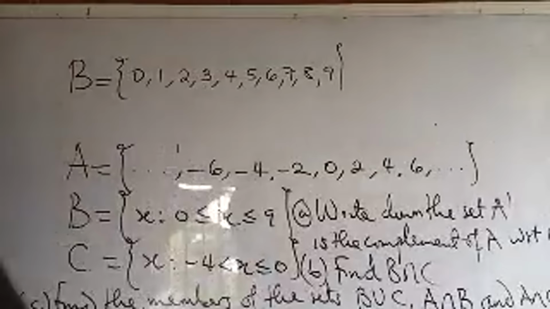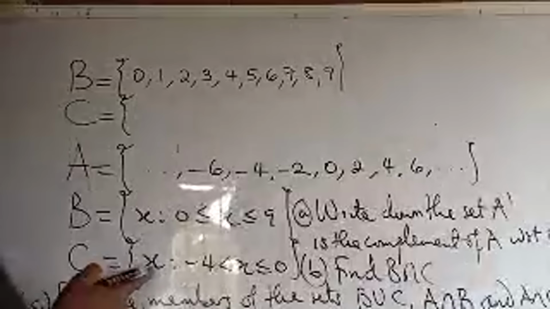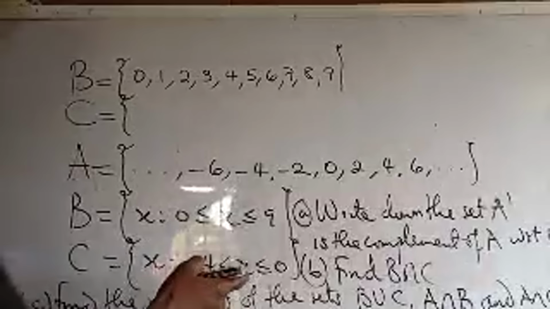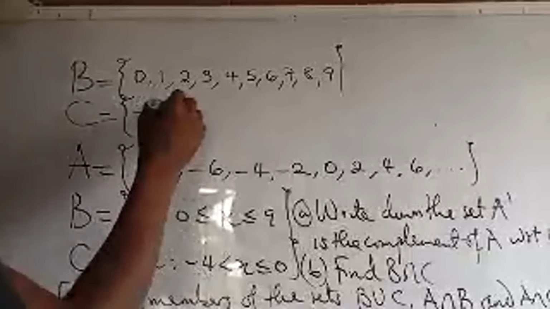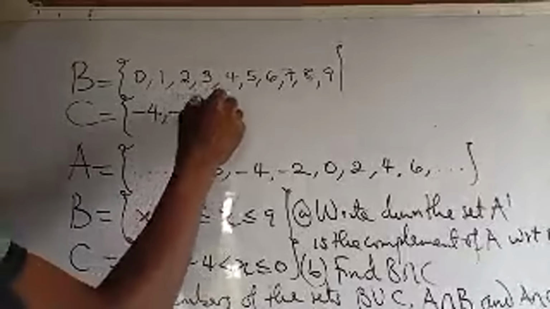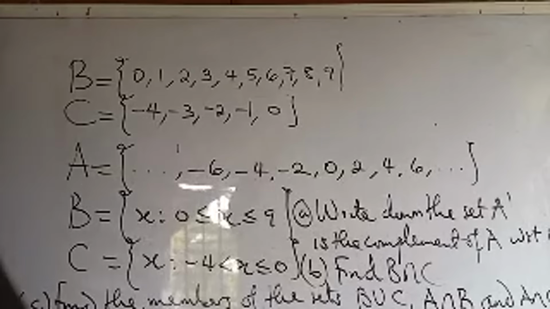Now the elements of set C. Let's find the elements of set C. We have x such that -4 is less than x and x is less than or equal to 0. That means the elements will stop at 0. You start with -3, -2, -1, then 0. So the elements of set C are these. We have listed the elements of set C.